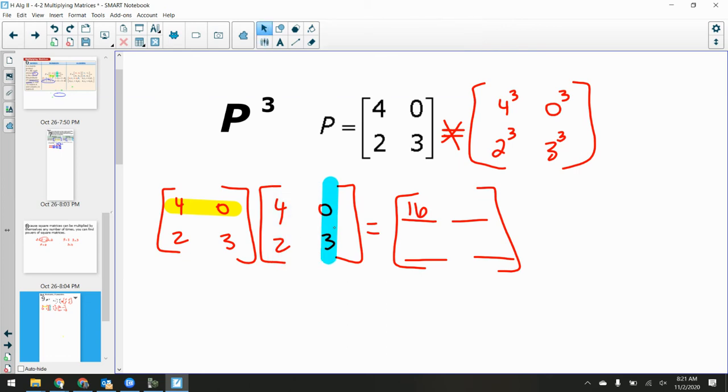Row 1, column 2: 0 plus 0. Row 2, column 1: 8 and 6, 14. Then 0 and 9, that's 3 times 3. So it looks very closely like I could just square it, but I can't. The only reason these top three entries come out looking like I should just square it is because there was a 0 in my original, and zeros kind of cancel weird stuff out, so be careful with that.